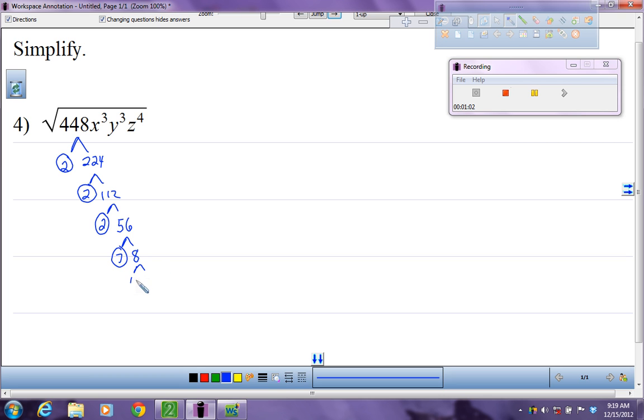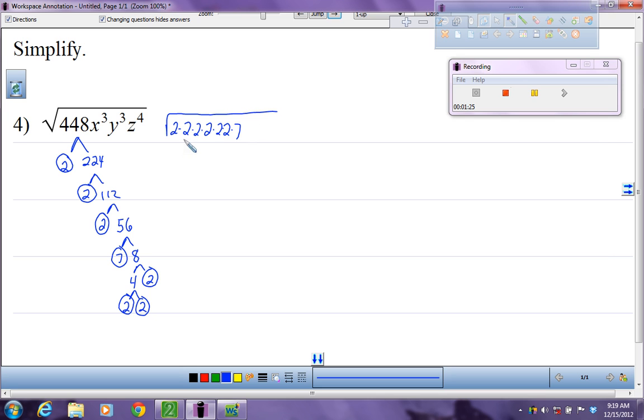Now we have a smaller number here, 4 times 2, and then the 4 becomes 2 times 2. So in essence I have 6 2's right there. You see that? So that'll be 1, 2, 3, 4, 5, 6. 6 2's. And I also have 1 7.